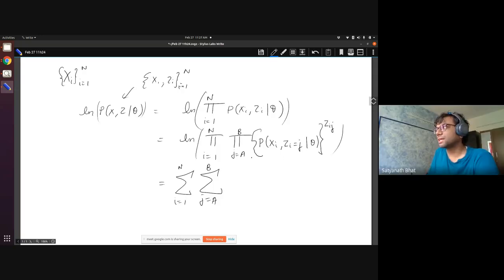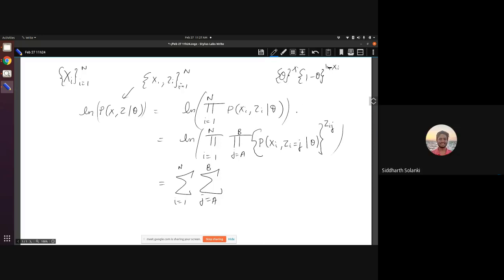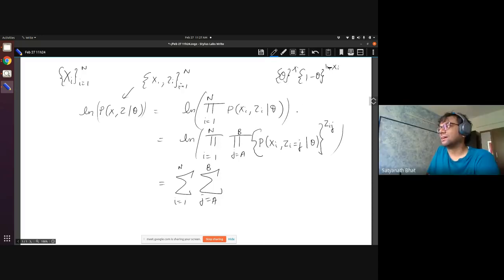What about the second step? Do you follow this? This is what we did even in the case of Bernoulli. We said theta to the power of xi and 1 minus theta to the power of 1 minus xi. Do you remember this? Same thing I'm doing here. Why is 1 minus xi not coming? Because I'm having a separate zi for it. So either it is this or that. So this will now be zij ln.